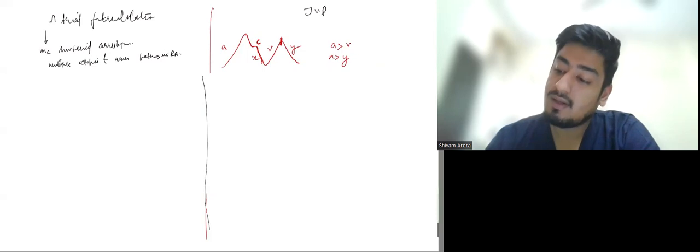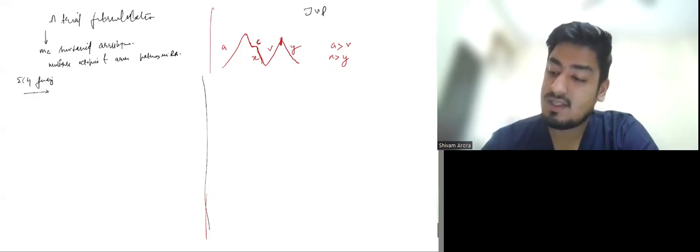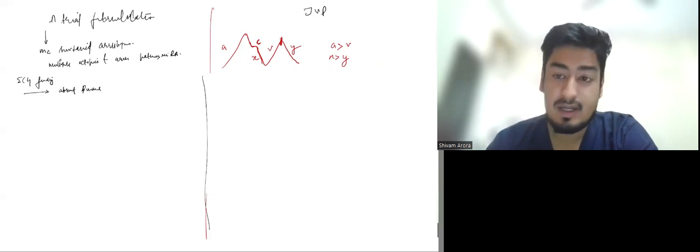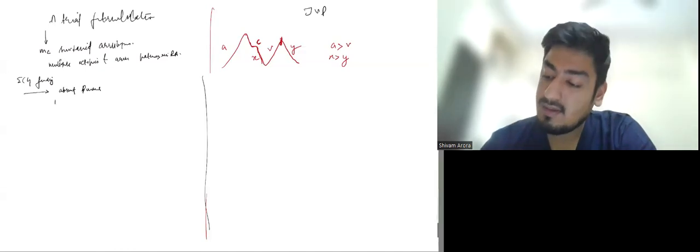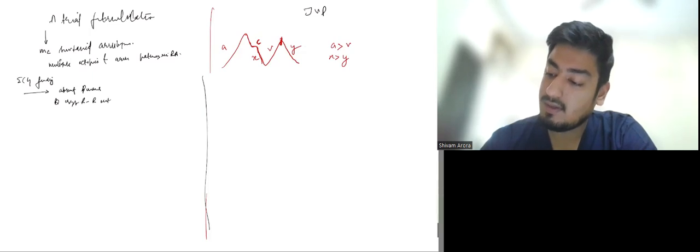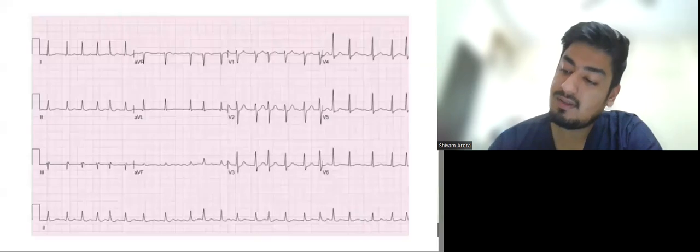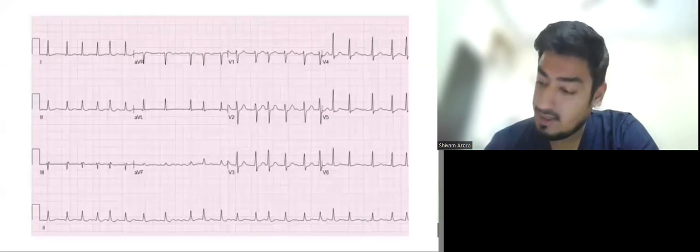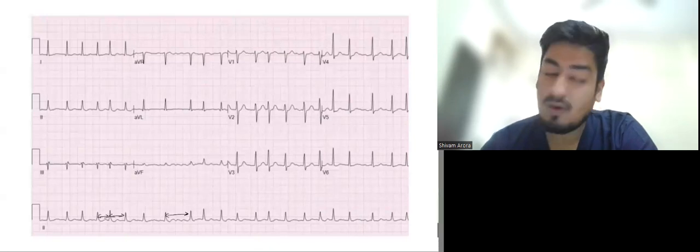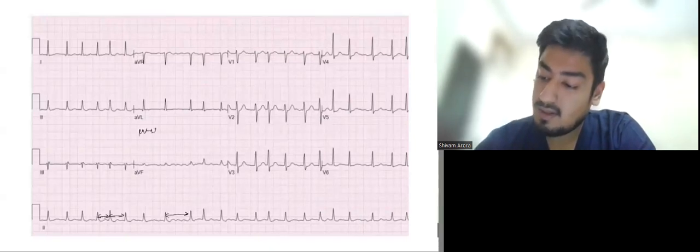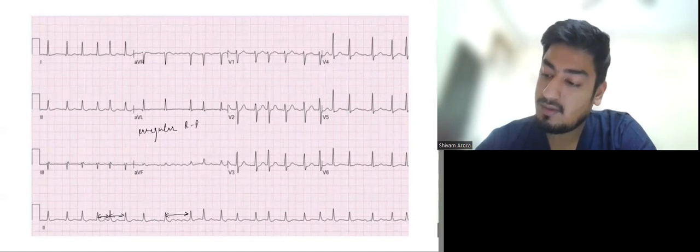Okay, now what are the ECG findings? First is absent P wave as RA is not contracting. Another one is there is irregular RR interval. Clear? As shown in this ECG, you can see that this RR gap and this RR gap and this RR gap all are different. So irregular RR interval.